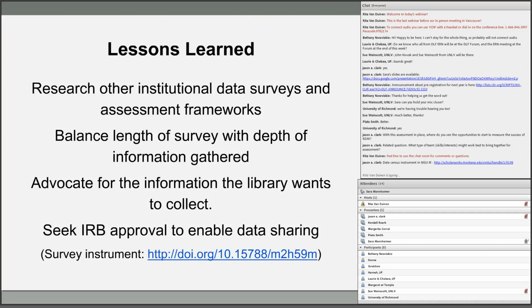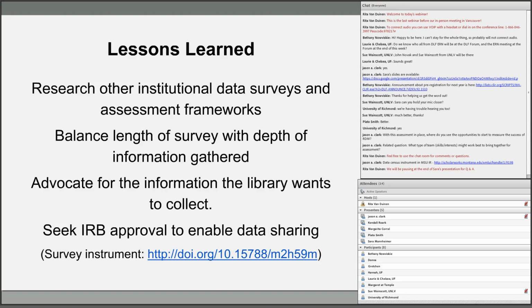A few lessons that we learned over the course of our survey development. One was that we did some research at the beginning, but I think we could have benefited from reading more about other institutions' data surveys and some of the assessment frameworks that we read about in the readings for today's webinar. Second, we tried to balance the length of our survey with the depth of information gathered, but we wished we would have asked a few more questions to dig deeper, especially into reasons that researchers had for sharing or not sharing data, and specific data services that researchers need on campus.